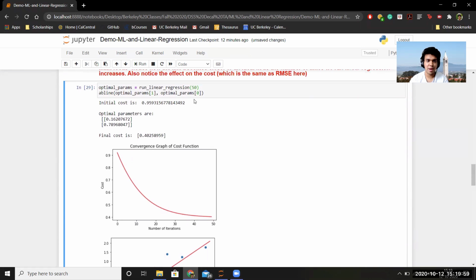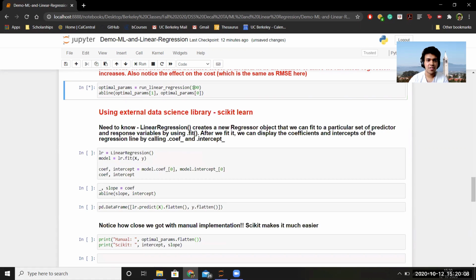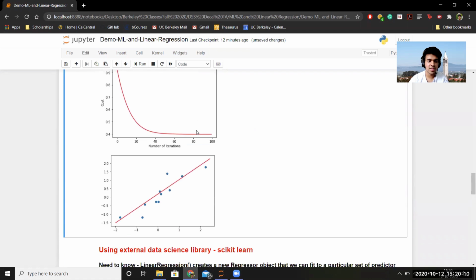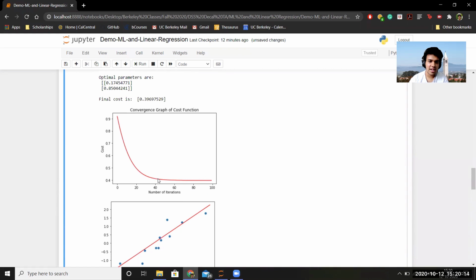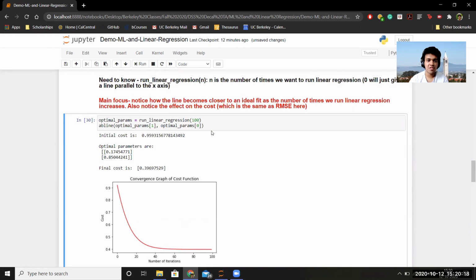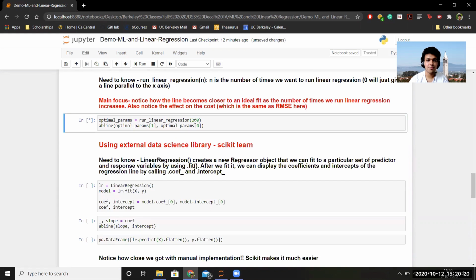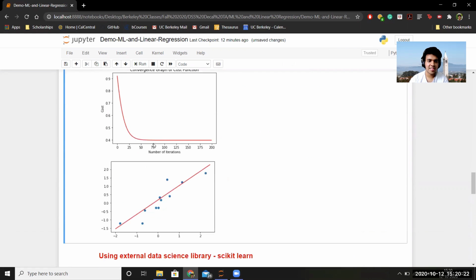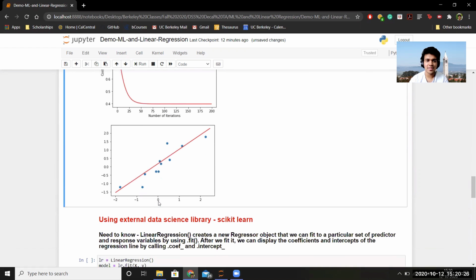For those of you who may be familiar with calculus, what we want to do is minimize the cost function, or find the minima of the cost function. And let's run linear regression 100 times. Over here, you can see that it's a fairly good best fit line, and the convergence graph has almost reached an asymptote. So let's just run it 200 times just to be very, very sure. And over here, you can see that it's flattened out considerably. And this is actually a fairly good regression line that seems to describe the trend between our variables.